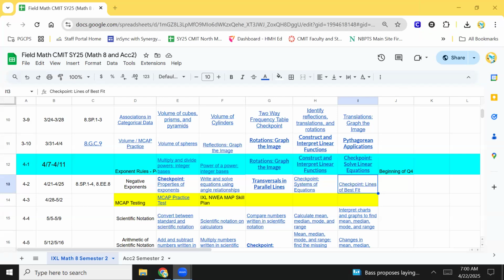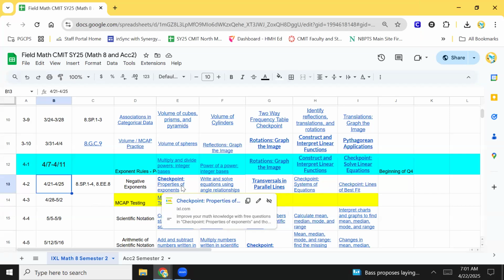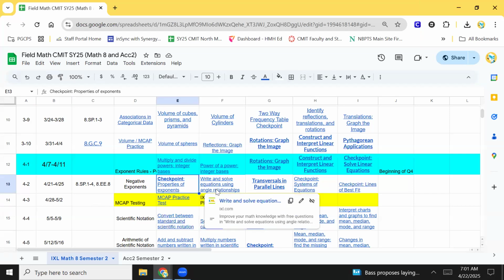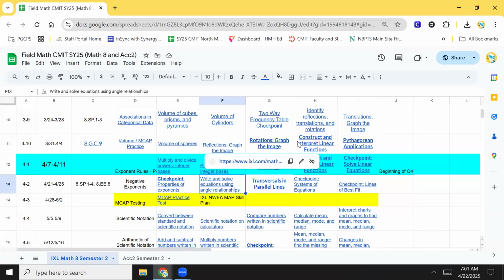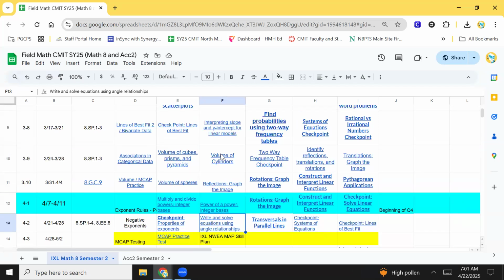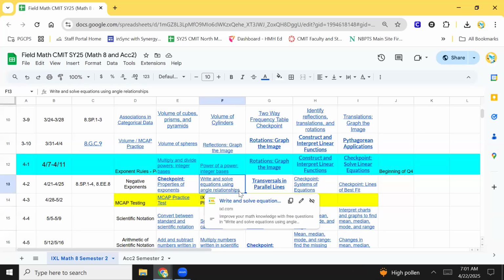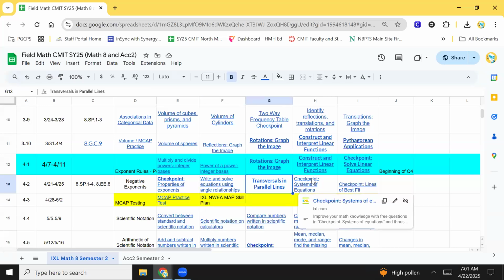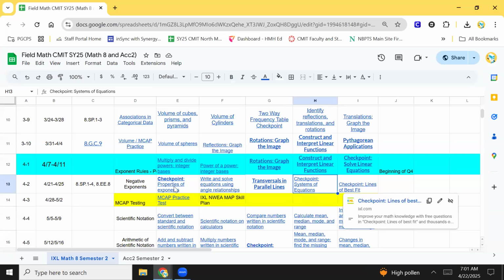I'm just going to turn my camera off because my computer's a little slow this morning, but we are back from spring break and we are going to talk about properties of exponents. I feel like we did not talk about properties of exponents yet. And then we are going to talk about equations and angle relationships, which may be a little bit of review, we'll see. And then I have these two checkpoint assignments.